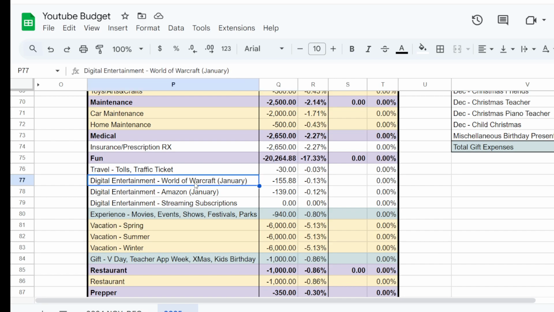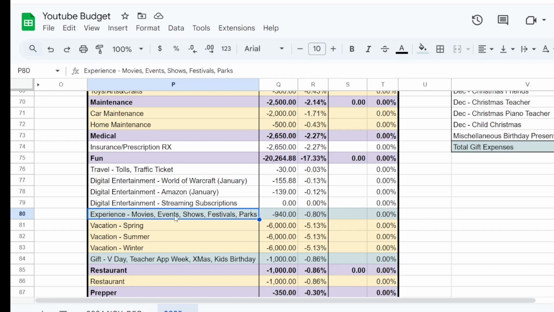I do play World of Warcraft, but not as much. But I sometimes buy the yearly subscription, so at least this year it was $155.88. I don't know what it's going to be next year. For Amazon, I do have that yearly subscription of $139. For any streaming subscriptions, I have zero for that. I don't pay for any subscription streaming services. But if I do decide, I just put a line item there just in case.